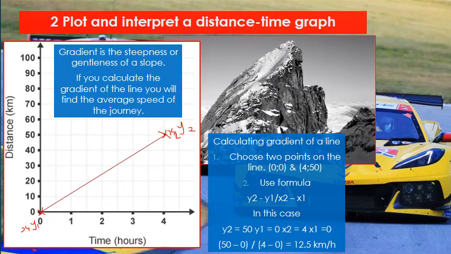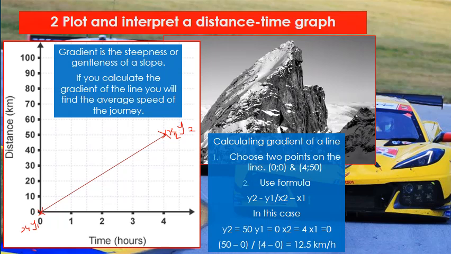Then here the x-axis is 4, right? So this would be x1, x2, sorry, and y2 is 50, right? That's how you have the coordinates. So we know the coordinates here is 0, 0, right? Which is x is 0, y is 0.